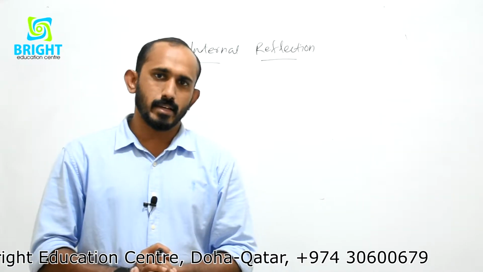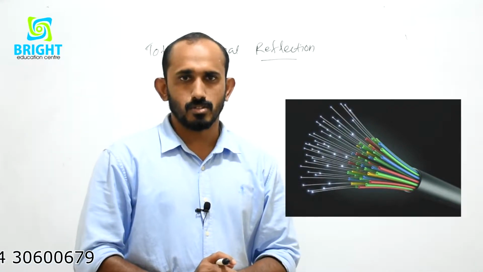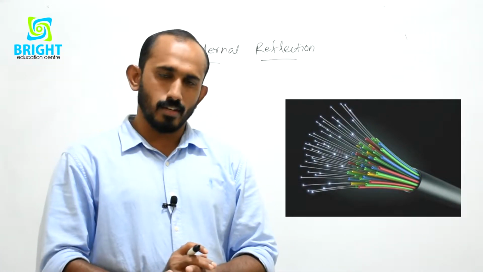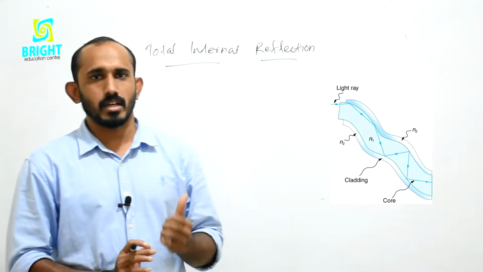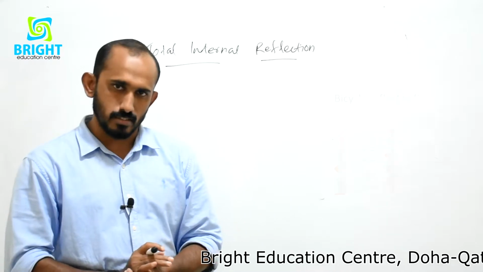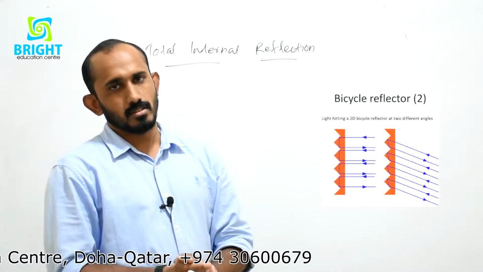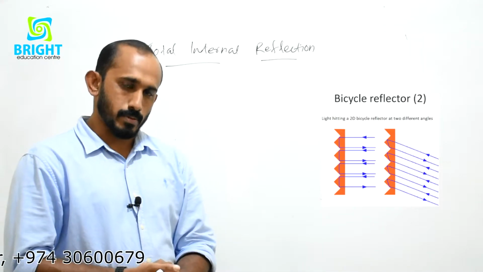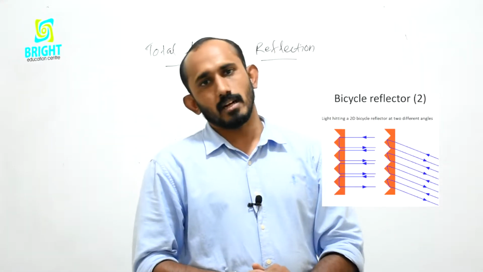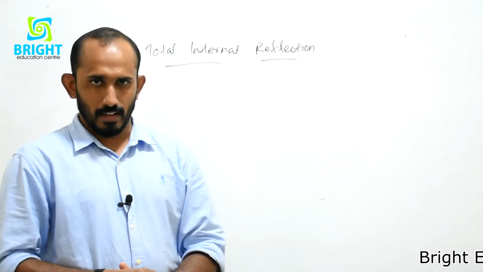Another one is in the communication field, where we use optical fiber cables. In short, we call them OFC. They also work on the principle of total internal reflection. And one other thing is reflectors. On vehicles, we use reflectors. On the road, we use reflectors. They all use right-angled prisms. This material also works on the principle of total internal reflection.